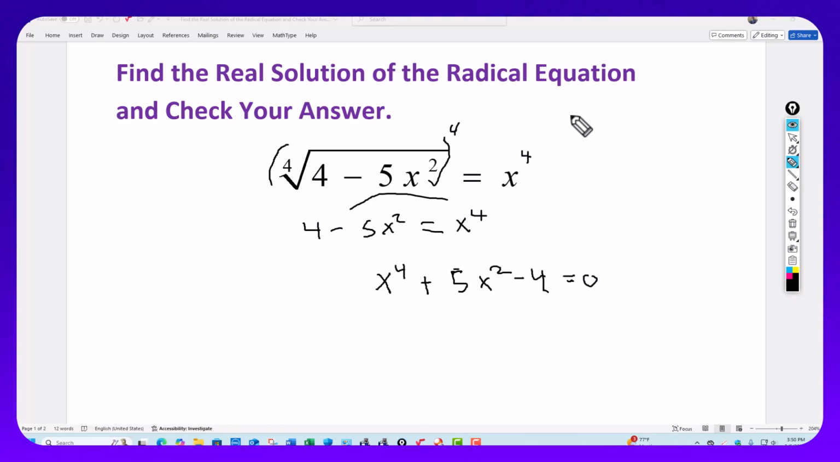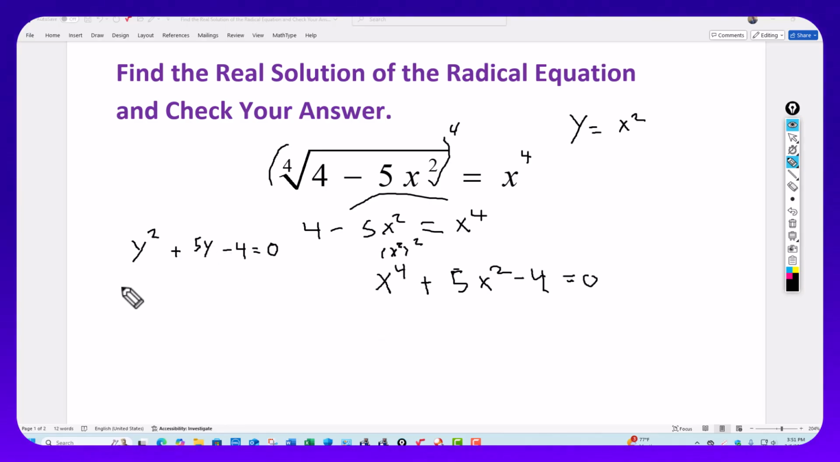If you want to use a substitution, I'm going to write this in quadratic form. So I'm going to let y equal x squared. Then this one right here would be x squared, and the x squared is going to be your y. So let me just do it this way. It's y squared plus 5y minus 4 is equal to 0. Now, you can do it without the substitution. You can do it. Go ahead.